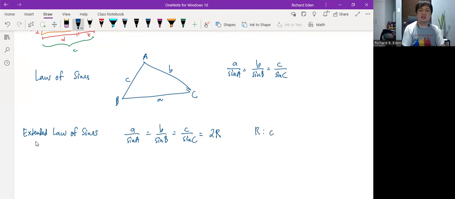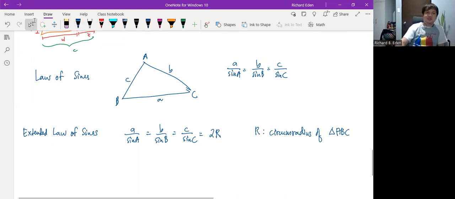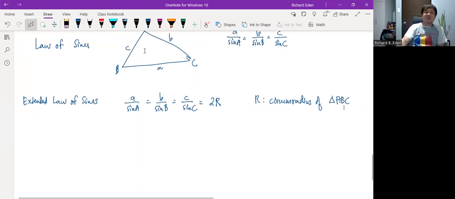R, the circumradius of triangle ABC. Okay. It's actually a fun thing to prove. So we know the three ratios are equal, but what is the value? The value is actually the circumdiameter, the diameter of the circumscribing circle.